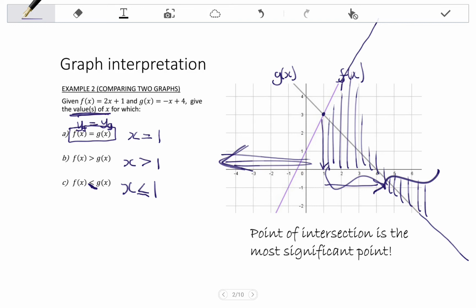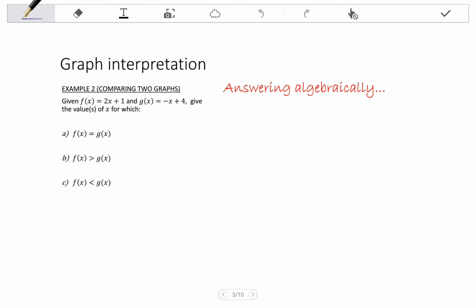Now this graph interpretation question you can answer directly just by looking and interpreting the graph. But I just want to show you that these same questions can also be answered algebraically, simply by doing substitution. So I have the same graphs and the same questions, and I just want to show you how to answer these algebraically. So given f of x equals 2x plus 1 and g of x equals -x plus 4, give the value or values of x for which f of x equals g of x.